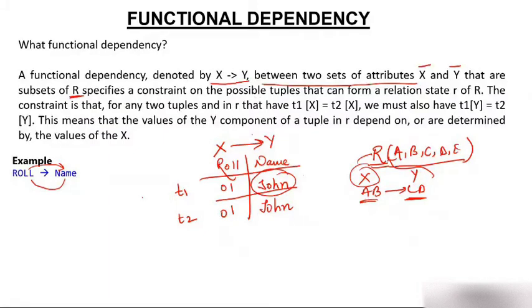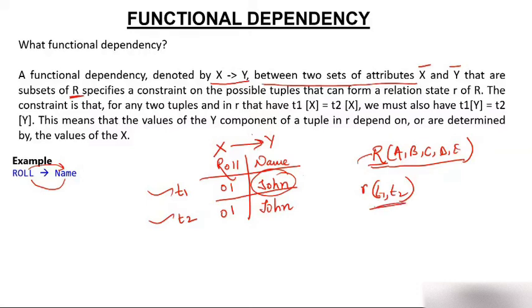So there is a constraint on tuples. What is that constraint? It can form a relational state r of R. So what is small r? I just told you: capital R is a collection of attributes, A, B, C, and D. Small r is a collection of tuples. So how many tuples are there? 1, 2. So T1 and T2.